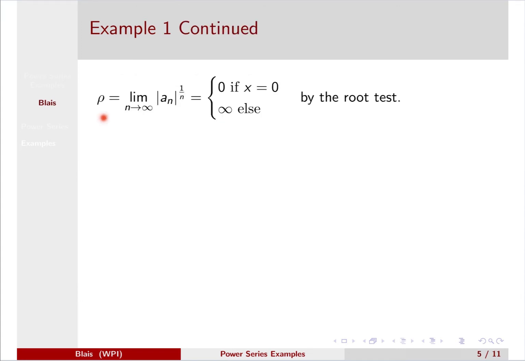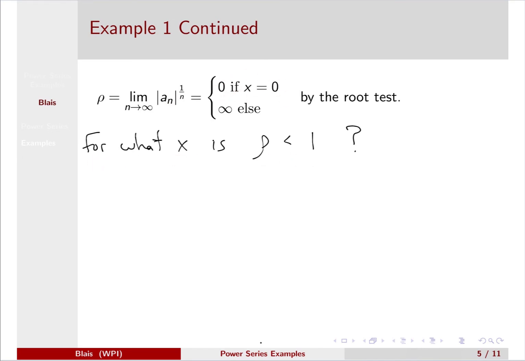So our rho from the root test is 0 when x is 0, and it's infinity else. And remember, the key is, for what x do we have rho less than 1? Again, note rho is always positive because the term inside your limit here is positive.